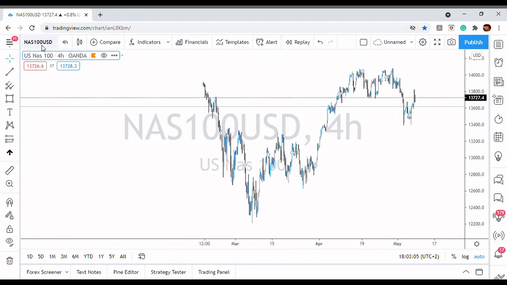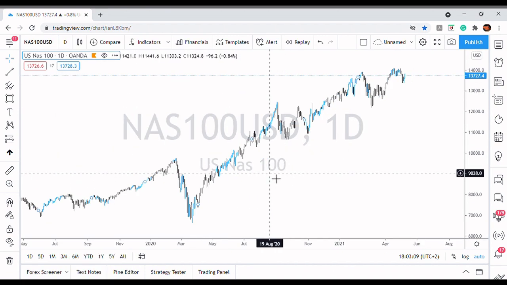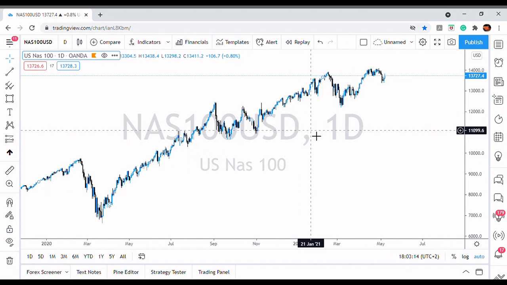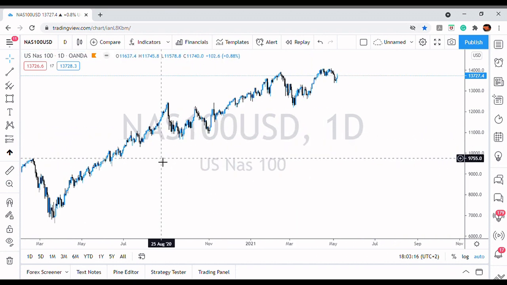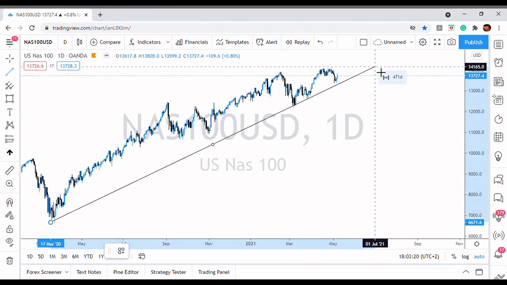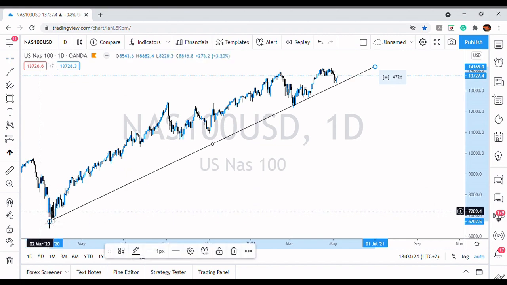So what are we having on Nasdaq? I like to start on the daily chart. After COVID, Nasdaq just shot drastically because the market was recovering. It's fine. I can start it here. As you can see, this resistance, this support has been holding strong.